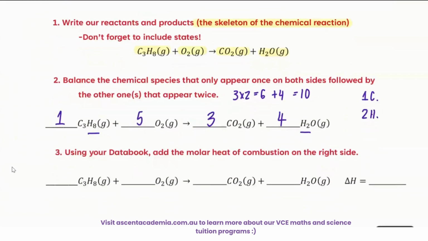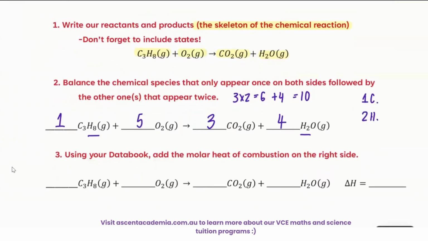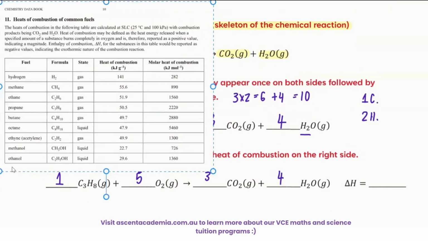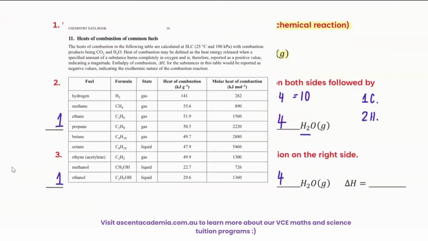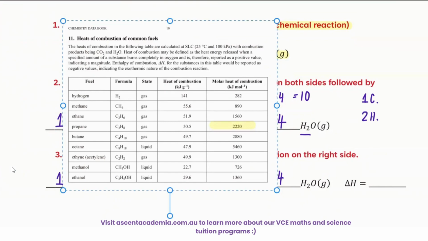Now that we've got the chemical equation balanced, so that's going to be 1, 5, 3, and 4, we want to write down our molar heat of combustion. We can now actually refer to the data booklet. If we quickly look at the data booklet, we can see that you're going to have propane as 2,220. So therefore, we can write 2,220 here.